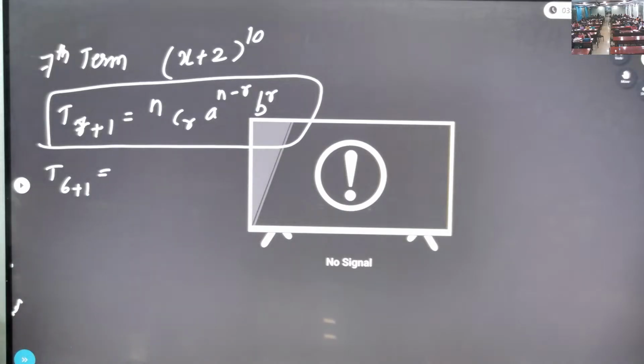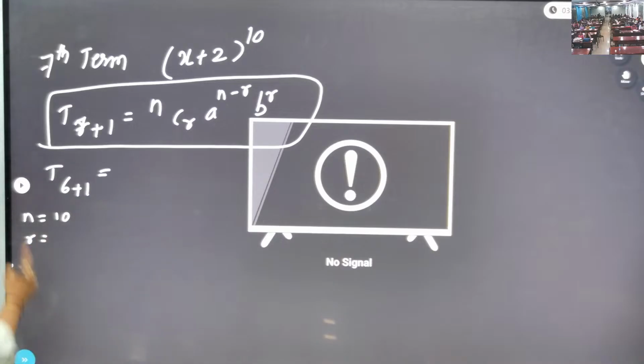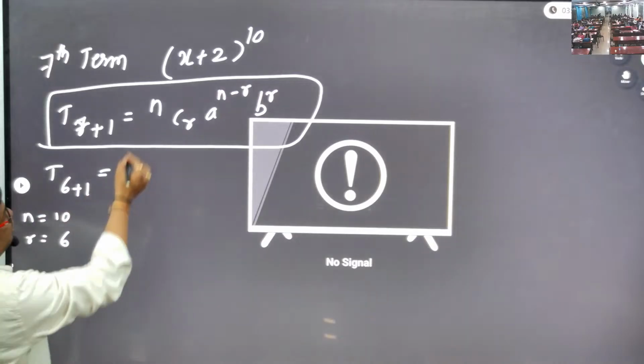The r value is fixed. What is your r value and what is your n value? The n value is 10. n is fixed already. Okay, n value is 10. See, which r value gives you the seventh term? If r is 6, we get the seventh term, right? So what is your r value? 6, right? Then substitute in that particular formula.